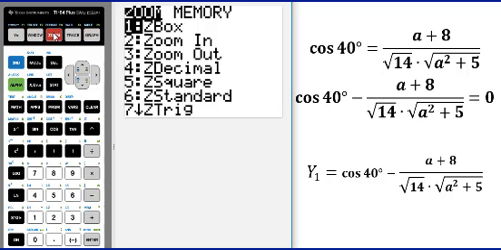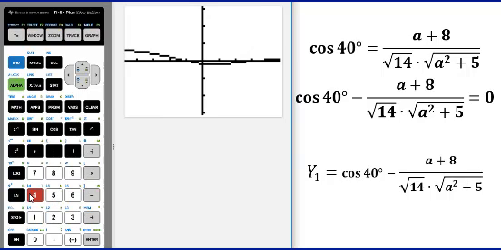Or you can go to zoom and go to 4 decimal. Maybe you will see this more clearly. See over here and over here. One is a negative root and the other is a positive root. The reason why I do that is so that I can estimate.